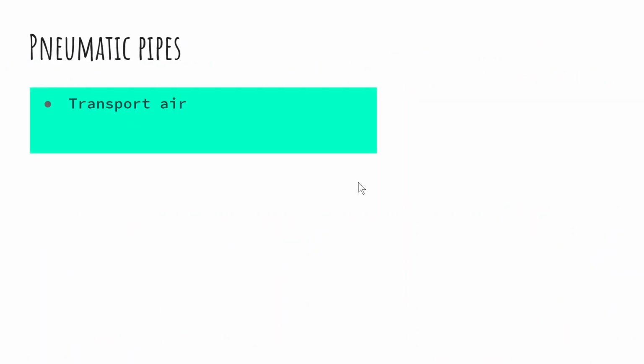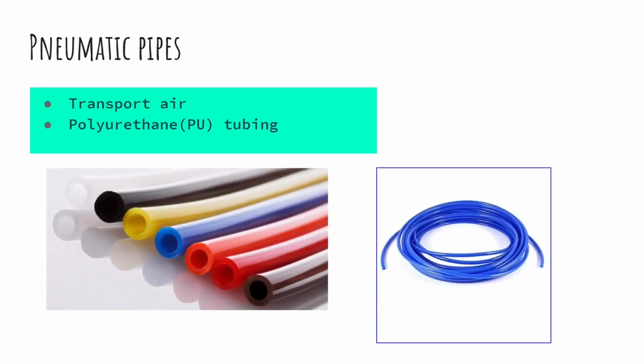Now we'll see pneumatic pipes. Pneumatic pipes, as I told, are used to transport air. That is the connection between all other components. We usually use polyurethane tubing in pneumatic pipes because it's more resistant to damage. If you want to know more about its properties, you can refer to other sources. This we are not going to discuss here. These are some pictures of pneumatic pipes.